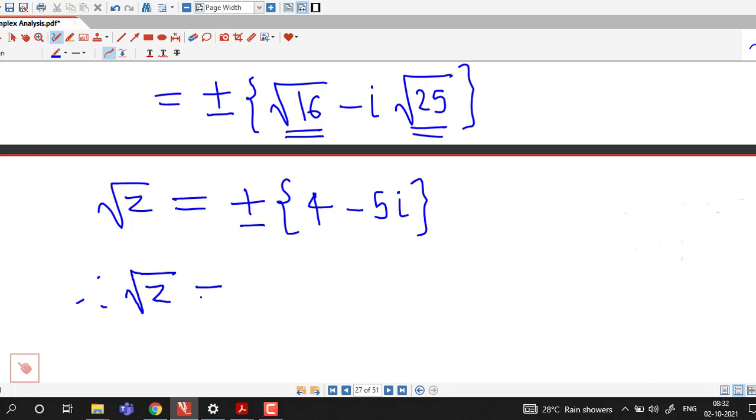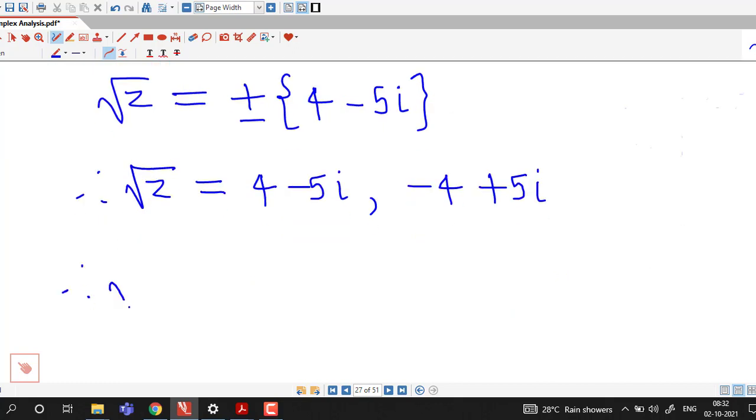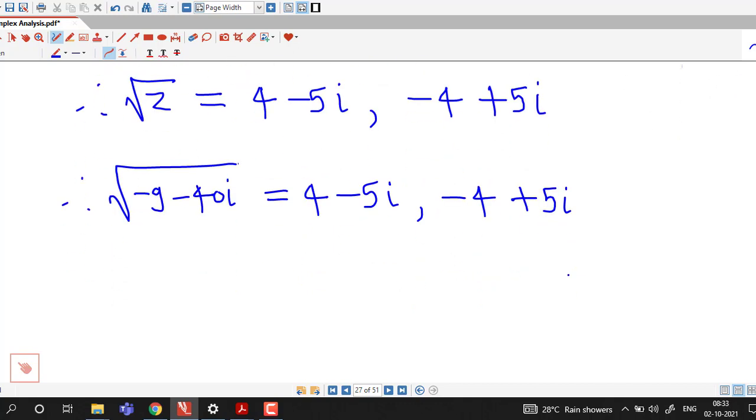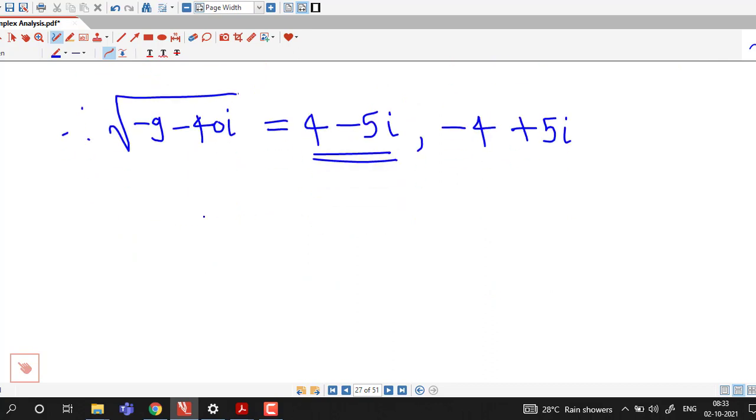So these are the two possible square roots of the given complex number. Therefore, square root of z equals, if we consider the positive sign, 4 minus 5i, and if we consider the negative sign, minus 4 plus 5i, and our complex number z was minus 9 minus 40i. So these are our required square roots, 4 minus 5i and minus 4 plus 5i. You can verify your answer. If you square this, you must obtain minus 9 minus 40i.